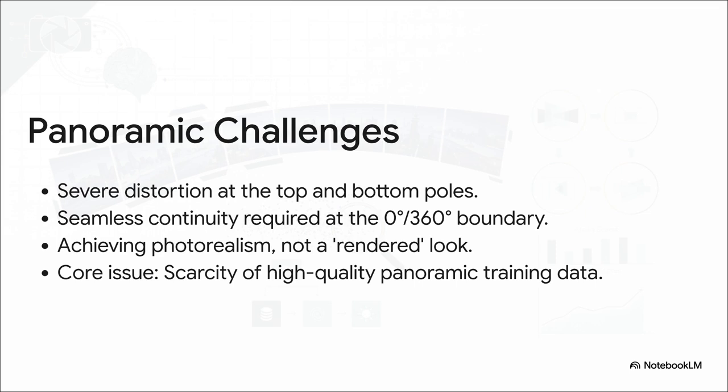Your standard models, like convolutional neural networks or CNNs, are built on this idea that a cat looks like a cat no matter where it is in the picture. But in a panorama, a straight line at the horizon looks completely different from a straight line near the ceiling. The model has to learn these bizarre context-dependent rules. Second, you have that problem of seamless continuity. The pixel on the far right has to be a perfect neighbor to the pixel on the far left. Any mismatch creates this jarring vertical line that just screams fake.